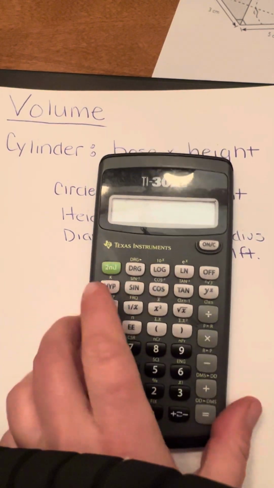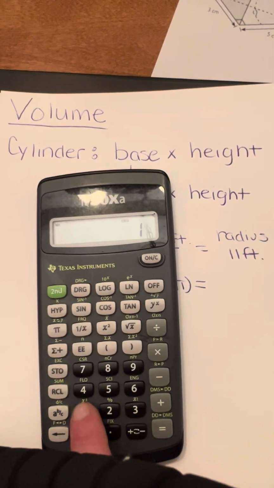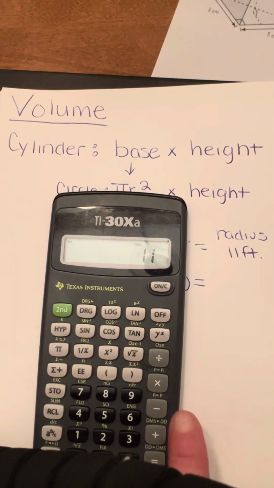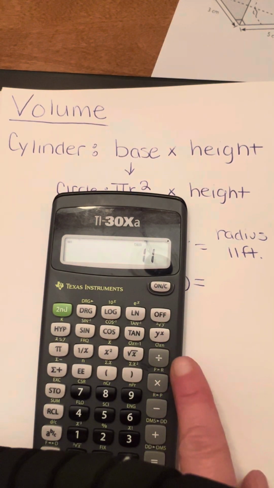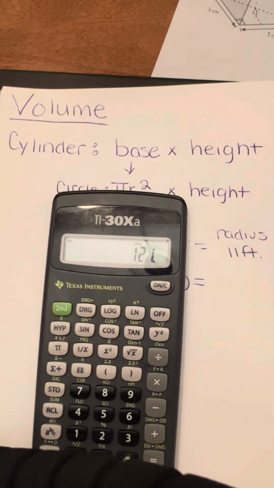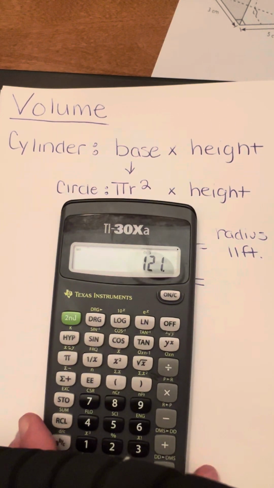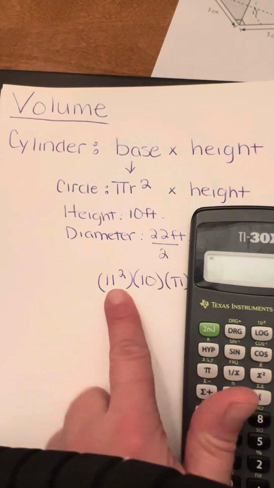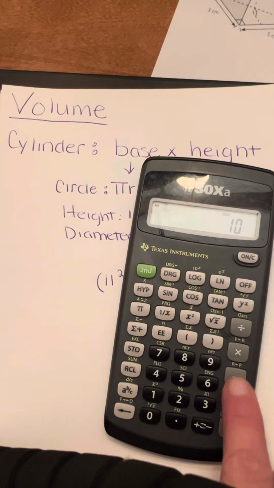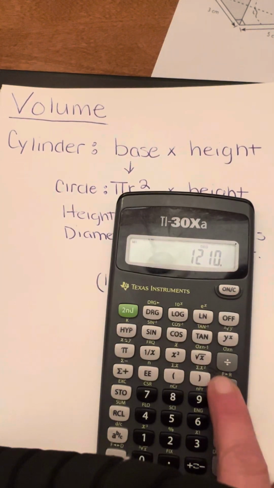This is just a basic scientific calculator. What you're going to do is take the radius, which is 11, and square that. We're going to do the second power, and that is going to be 121, which you should know by heart, 11 times 11. Then we have 121, and we multiply that by 10, which is pretty easy, 1,210.